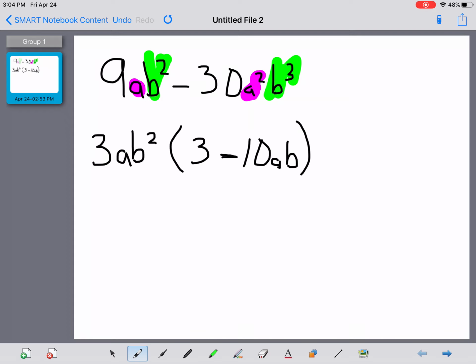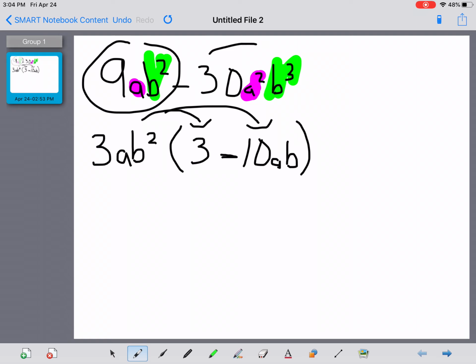And notice, this is how I'm going to check it. If I did the distributive property here, 3ab squared times 3 is 9ab squared. And 3ab squared times minus 10ab is negative 30a squared b to the third.